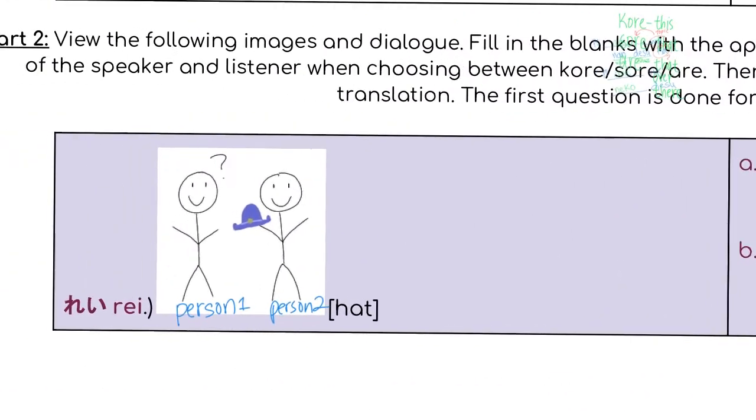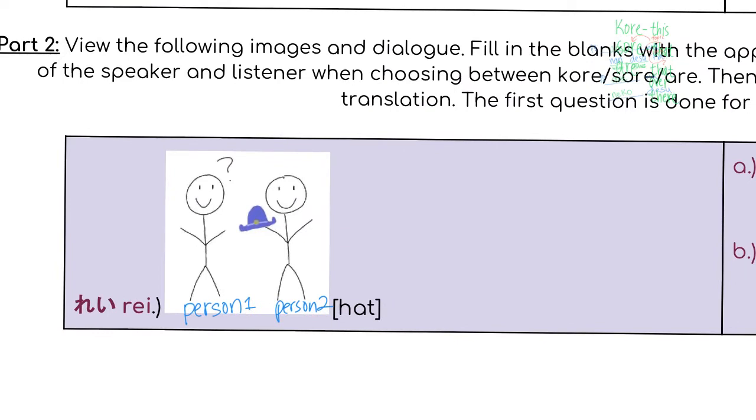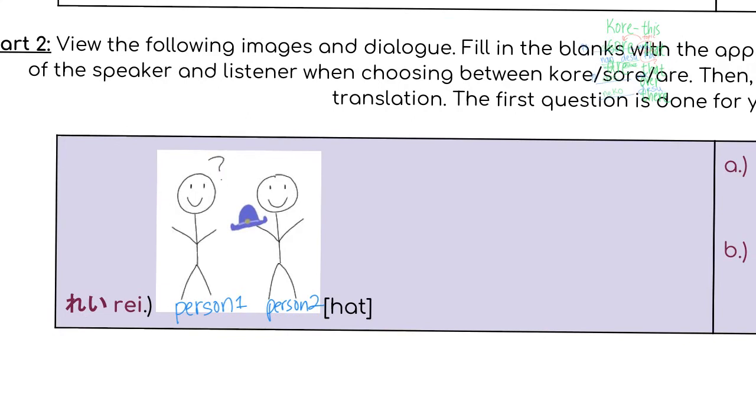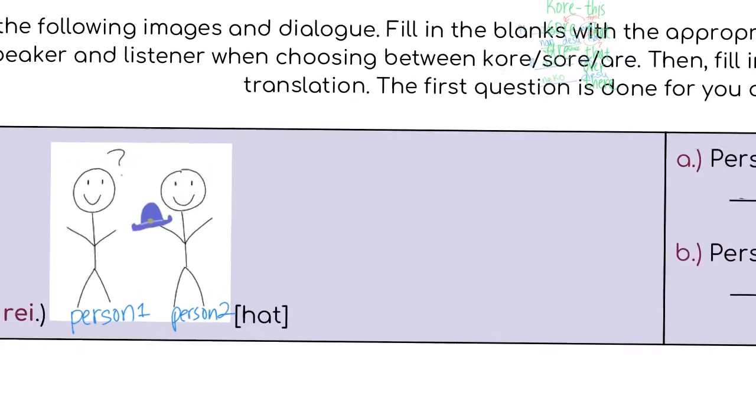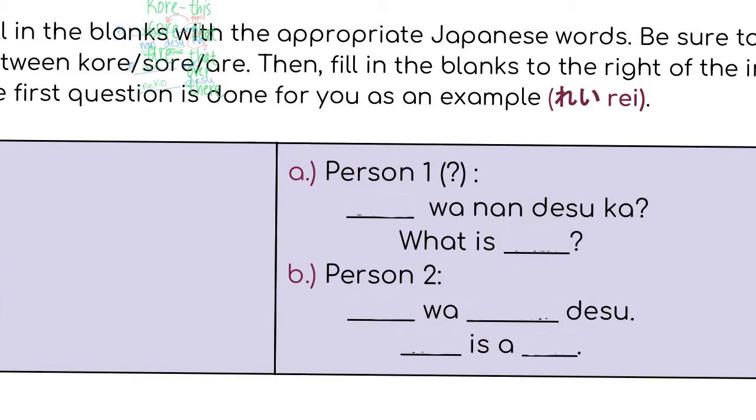So we have to decide what is the demonstrative word that person 1 is using, and then what is the demonstrative word that person 2 is going to be replying with. It gets a little tricky just because we have to consider the perspectives. But one way to think of it that makes it easier, more understandable, is just thinking, what would you say in English?